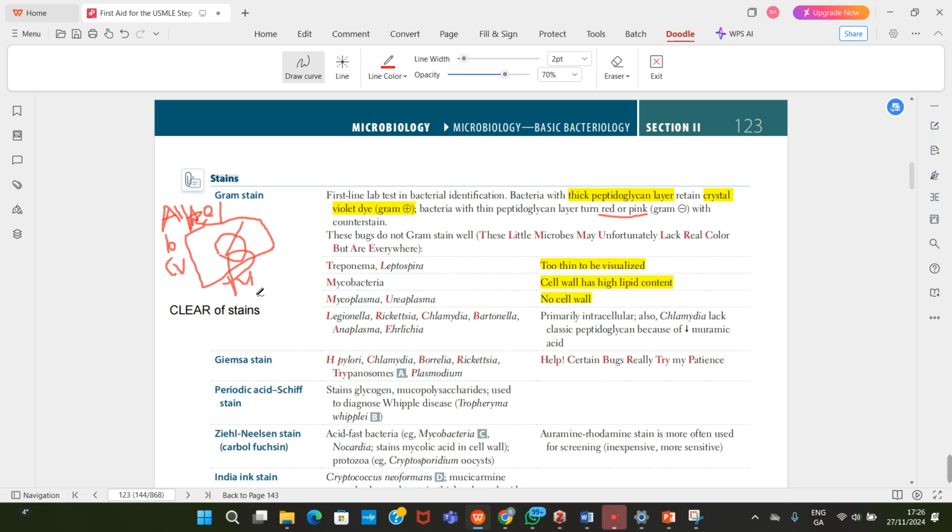For gram-negative, they don't have a well-developed peptidoglycan cell wall. It is weakly formed. So that means that if we apply the crystal violet, only a little will be taken. By the time we apply alcohol to wash it out, all the crystal violet will be washed away. So after we have washed out the crystal violet, if we now apply the counterstain, which is safranin, it will be retained. So that is why they appear red or pink, which is the color of safranin.